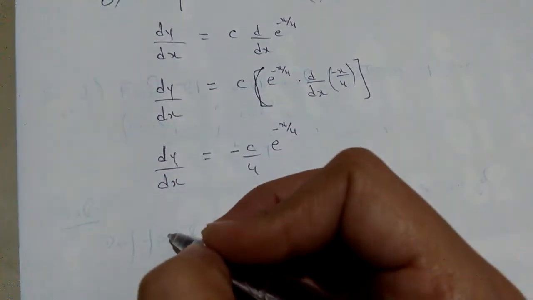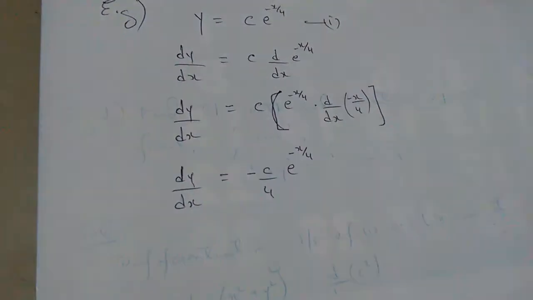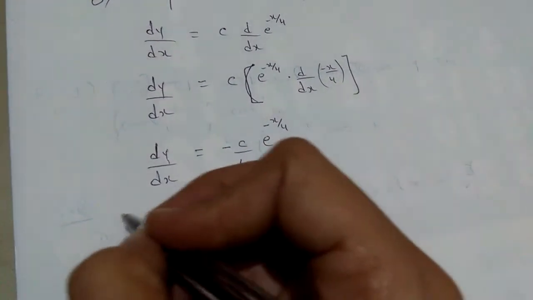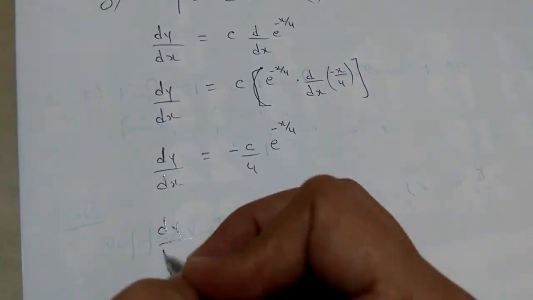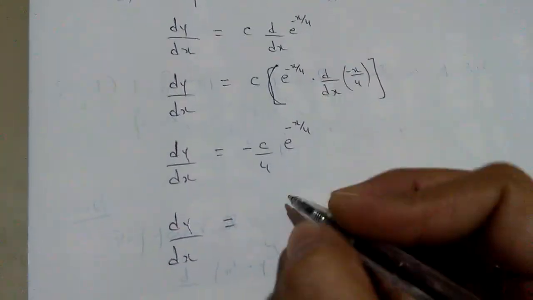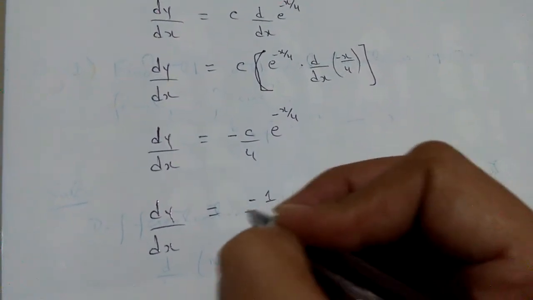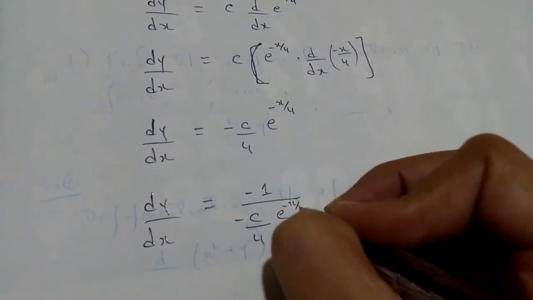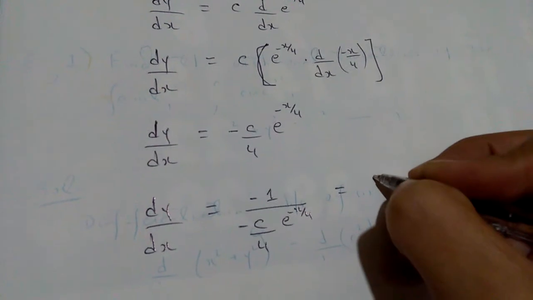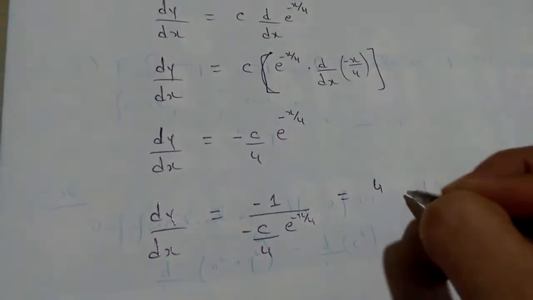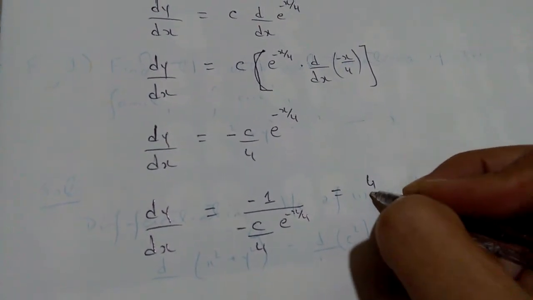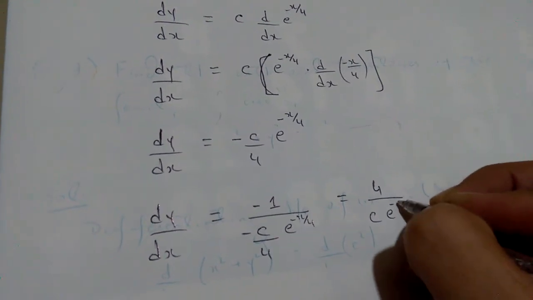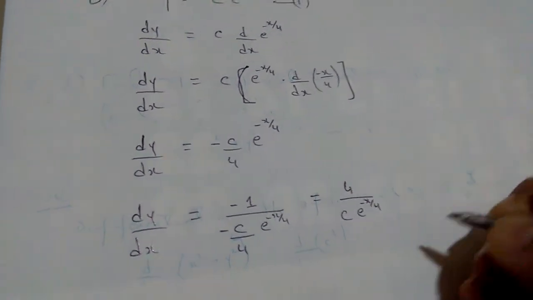As far as the slope of the tangent of the orthogonal trajectory curves is concerned, it is going to be the negative reciprocal of this slope. So it is going to be the negative reciprocal of this slope. Okay, so it is going to be 4 upon c e to the power this.